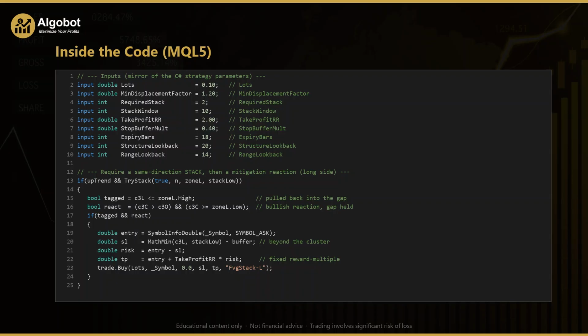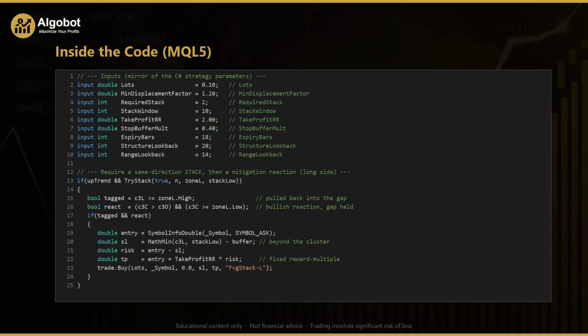Here's the heart of the MQL5 code, as you'd see it in MetaEditor. At the top are the input parameters, which you can tune in the strategy tester. Lot sets your position size. MinDisplacementFactor controls how large a candle body must be, relative to the average range, to count as real displacement.